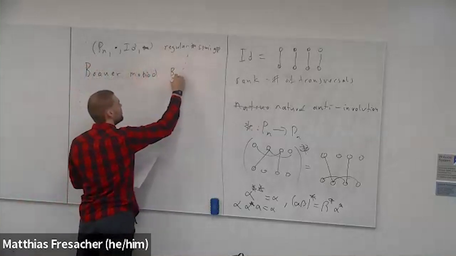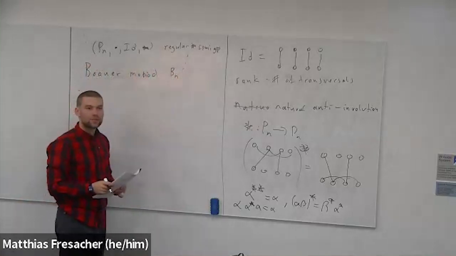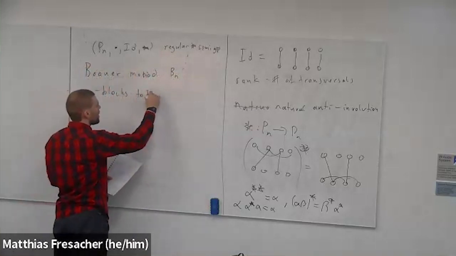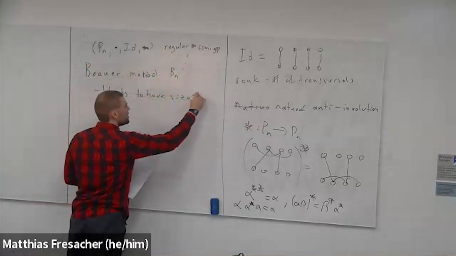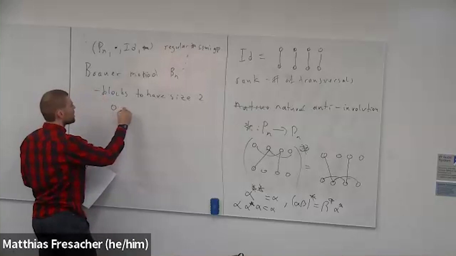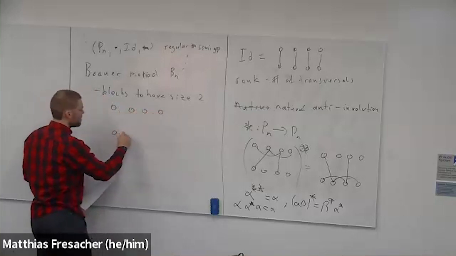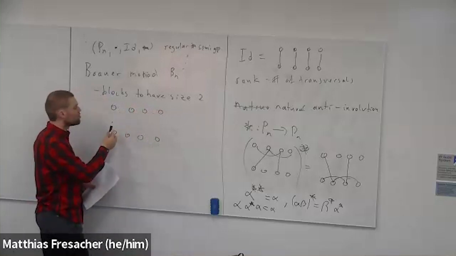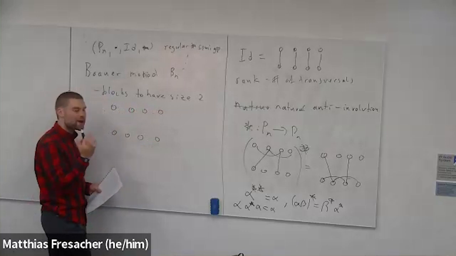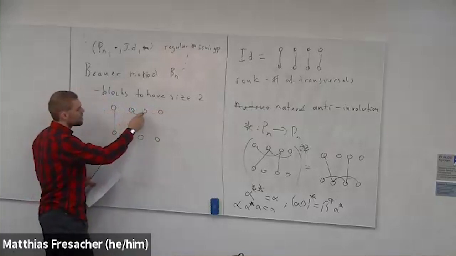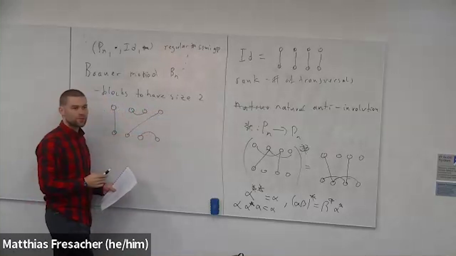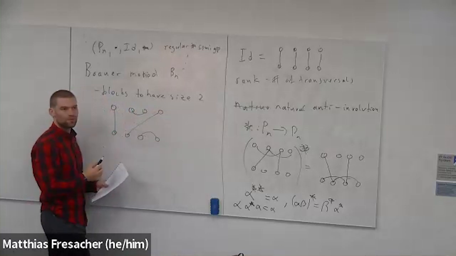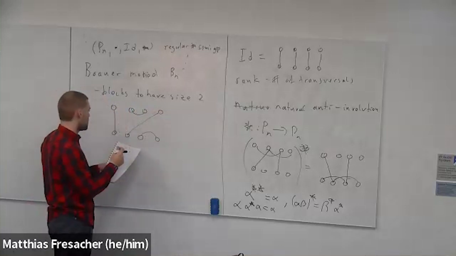Monoid, so Bn. In this one, we need all of our blocks to have size 2. What do we mean by that? If I look at an example from degree 4, block size 2 means every vertex must be connected to exactly one other vertex. So I could have this, because now the block sizes, how many vertices are in each connected component, is always 2. So this is a Brauer diagram.